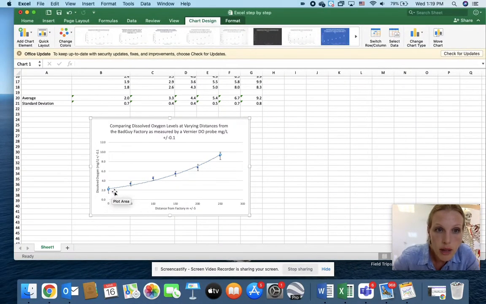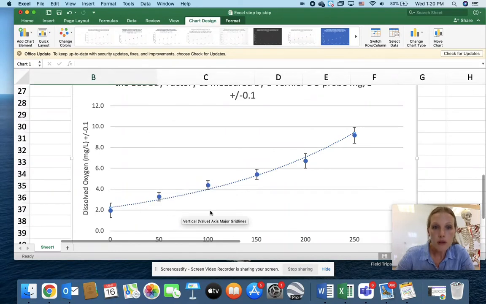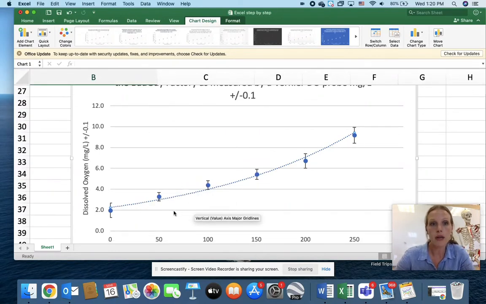And then we're going to look at, well, how much do the error bars overlap? Well, the error bars look like they might almost overlap from 0 to 50 meters. That could signify that there's not a significant difference between the dissolved oxygen levels at 0 meters versus 50 meters. Here we can see the error bars might slightly overlap. That would indicate that, here we go, we can see a little bit better. So they don't overlap there. Here they do overlap. That would indicate that it's not significantly different between those 2 points.